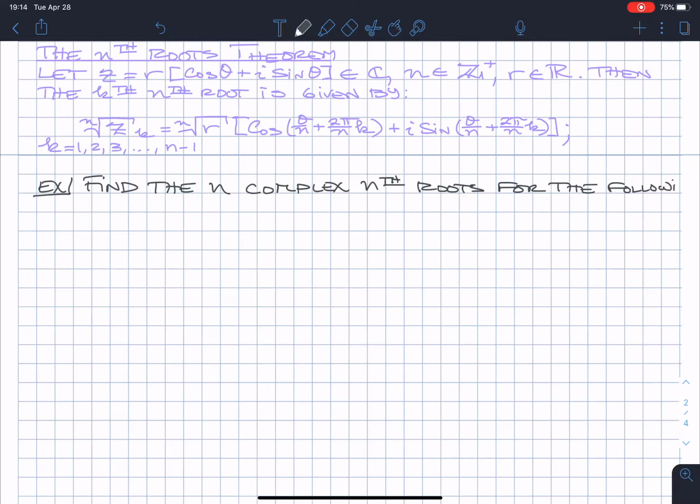And actually, because it's n, k starts at 0. Let me first put 0 here. 0, because there has to be n roots there. Okay.